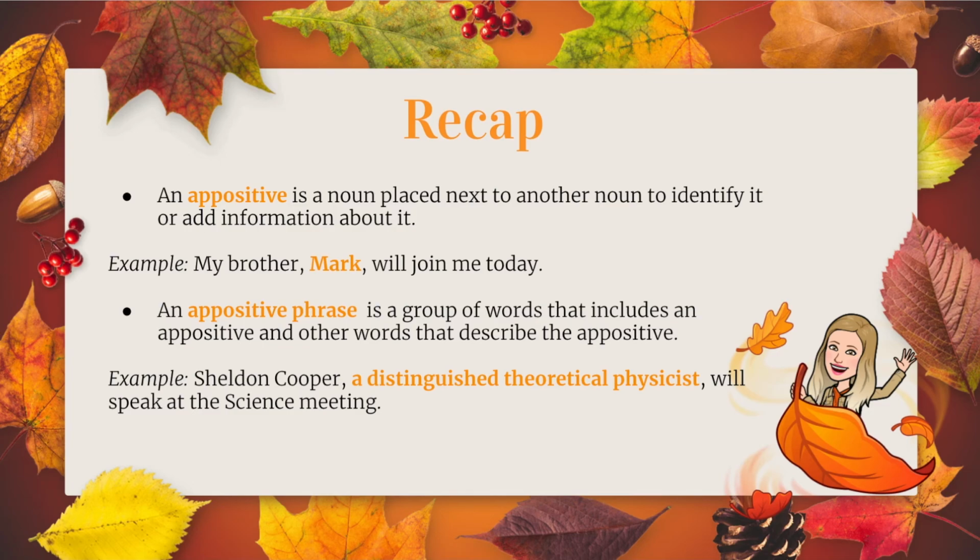Example: Sheldon Cooper, a distinguished theoretical physicist, will speak at the science meeting. A distinguished theoretical physicist is the appositive. It's giving extra information about who Sheldon Cooper is.